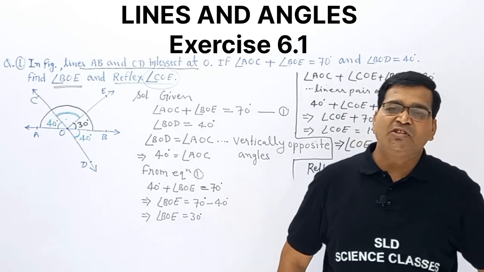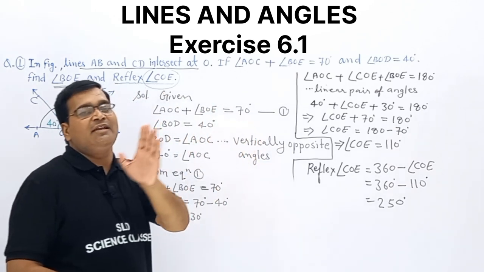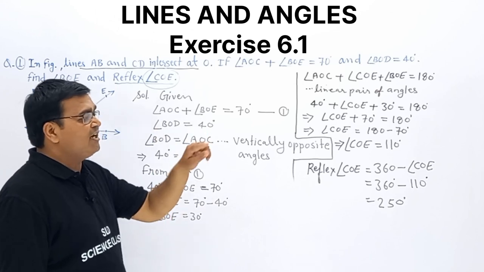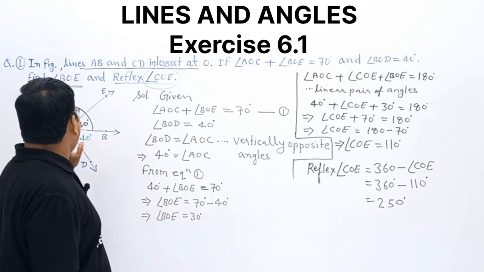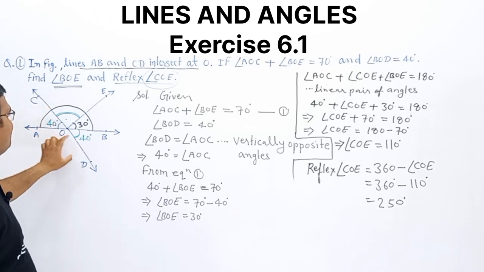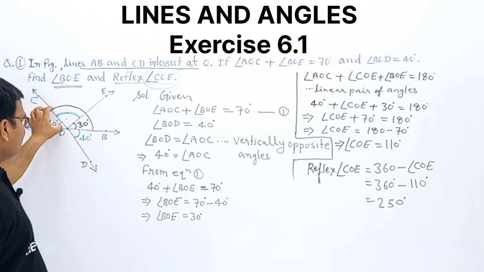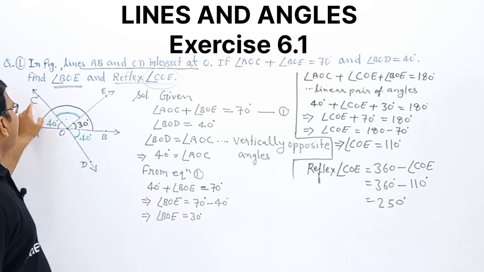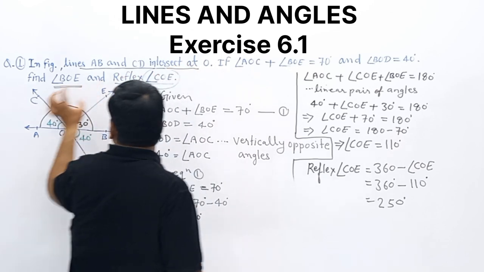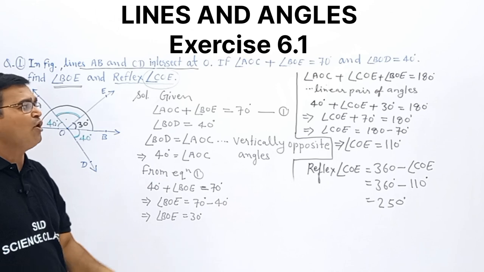One is vertically opposite angles. Once two lines intersect, we get equal vertically opposite angles. Clear? From that concept, AB and CD are intersecting lines, so vertically opposite angles are equal. BOD is given in the question, so this will be equal to this one, and AOC will be 40 degrees. We want BOE, but from the given relation we have AOC plus BOE. We put the AOC value there and, solving, we get BOE. First answer obtained.